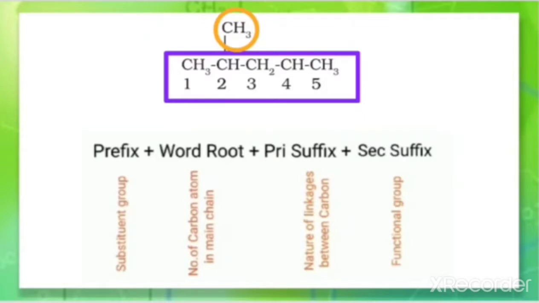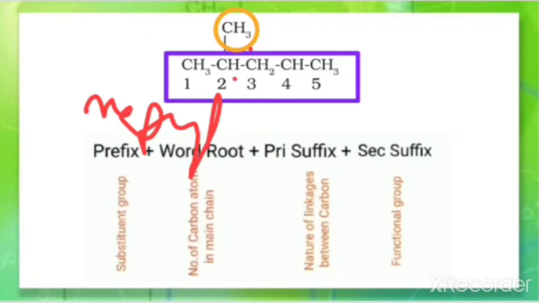Next, what do we need to do? We have to name it. So after selecting the main chain, number it and make boxes for the main chain and a circle for the substituent. Now we'll be writing the name. For writing the name, first we have to name the prefix. Prefix means the substituent group. So which one is the substituent group here? Methyl. So first we have to name methyl, and the position of the substituent should be mentioned.